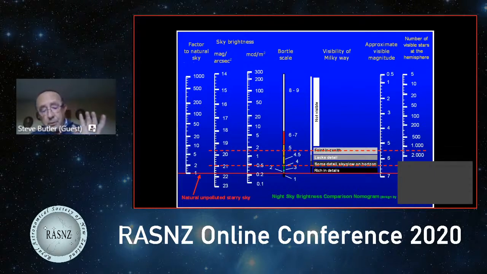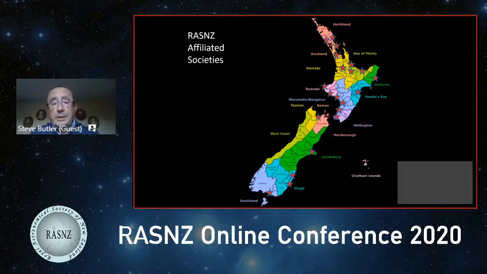So that previous information from lightpollution.info is still a single shot in time estimate of how bright an area might or might not be. As it happens, the Royal Astronomical Society of New Zealand have a number of affiliated societies spread right across New Zealand. There's quite a few in the North Island, 16 I think, 5 in the South Island at the moment.